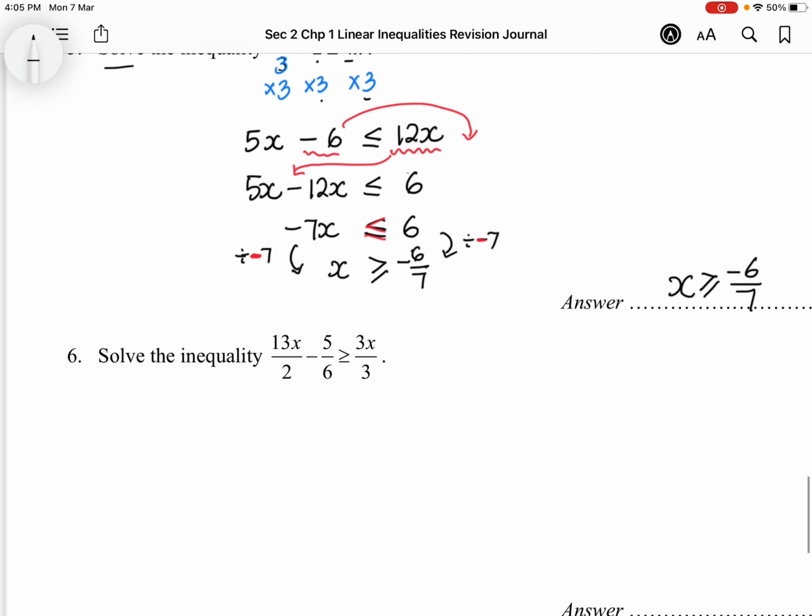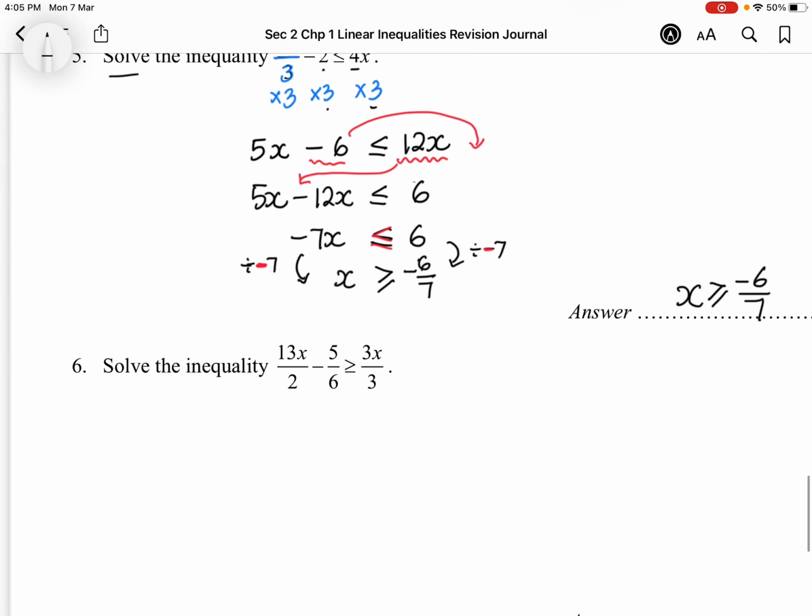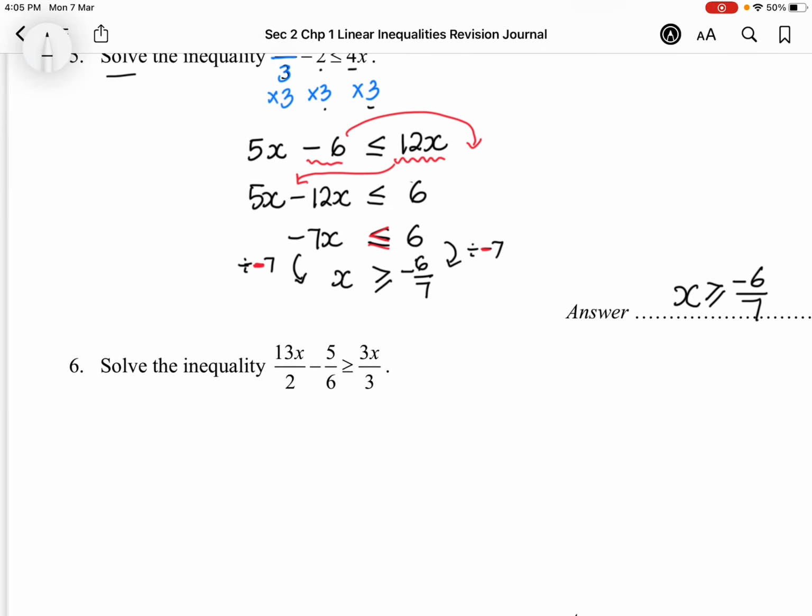Next part, fractions again. Some students say I cross multiply, or make it into one single fraction. Then you cross multiply. No, for me, I don't like to do that. I just like to multiply the denominators through every single term. I have the denominators 2, 6, and 3. What number should I multiply such that all the denominators will disappear?